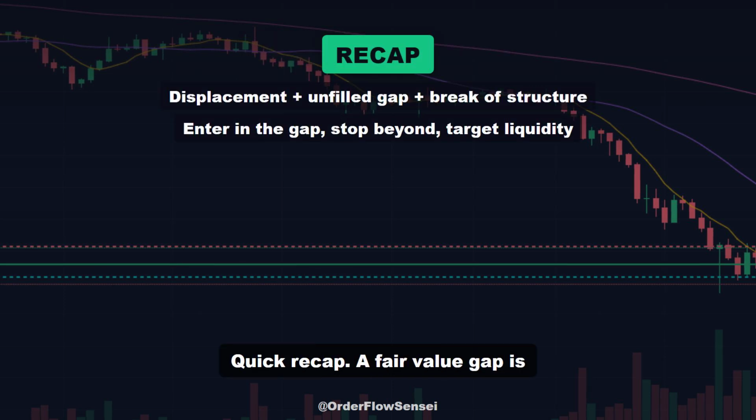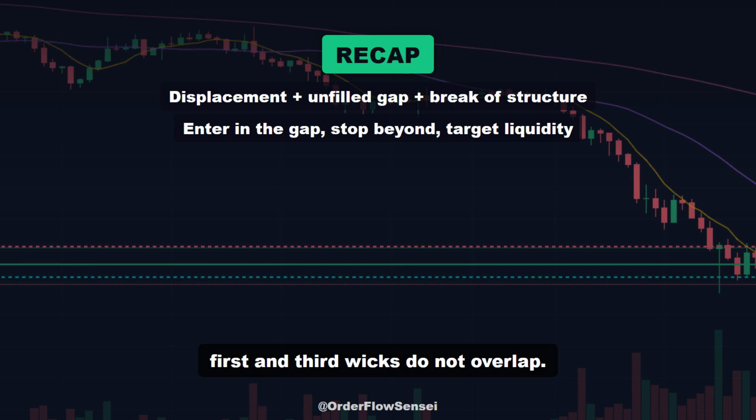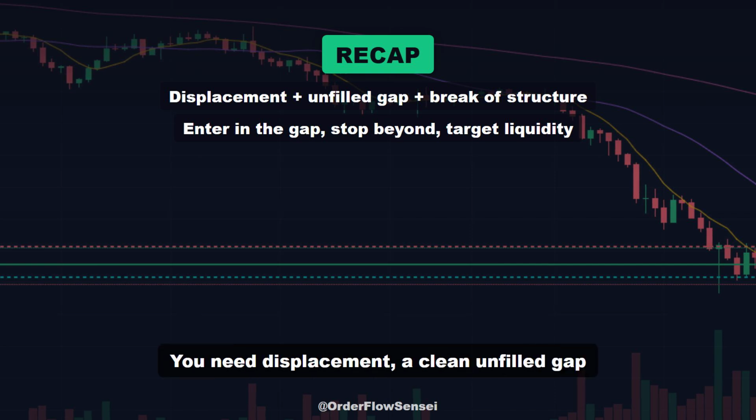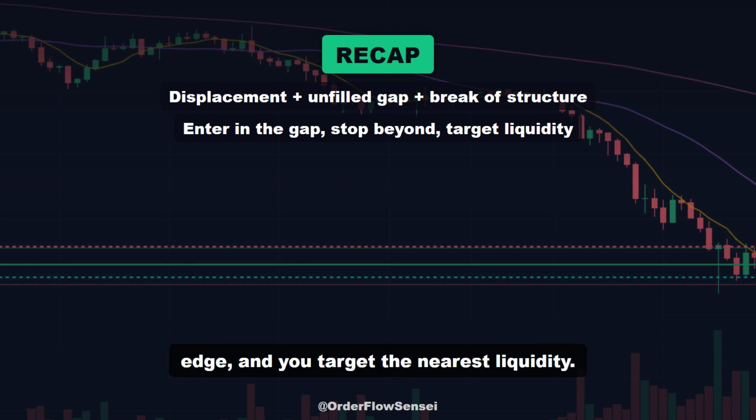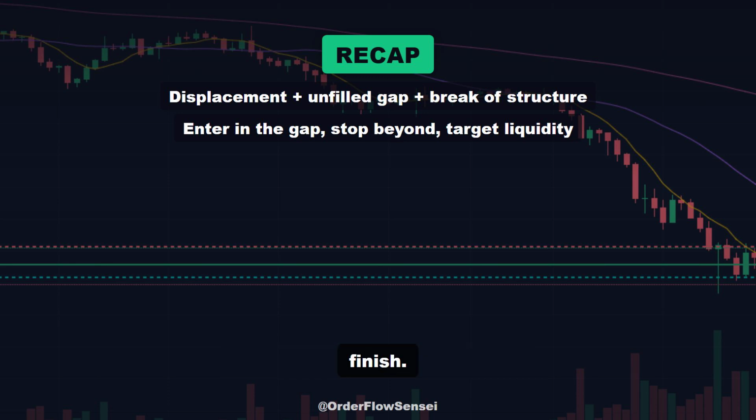Quick recap. A fair value gap is a price imbalance left by a fast move, found on three candles where the first and third wicks do not overlap. The market comes back to fill it because it hates inefficiency. You need displacement, a clean, unfilled gap, and a break of structure. You wait for price to return, you enter inside the gap, you stop beyond the far edge, and you target the nearest liquidity. That is fair value gaps, start to finish.